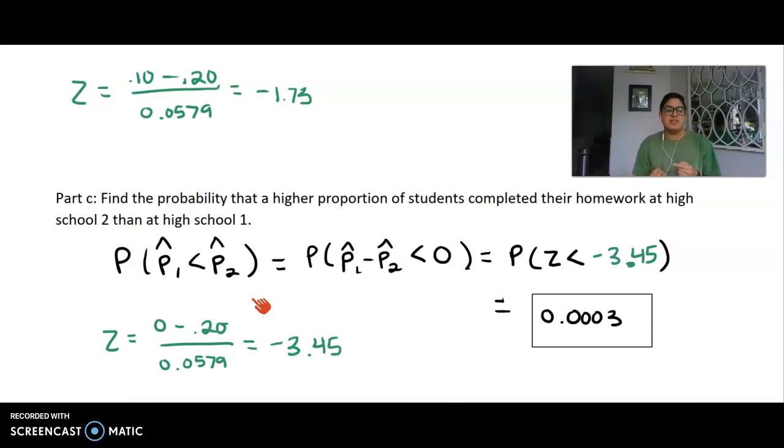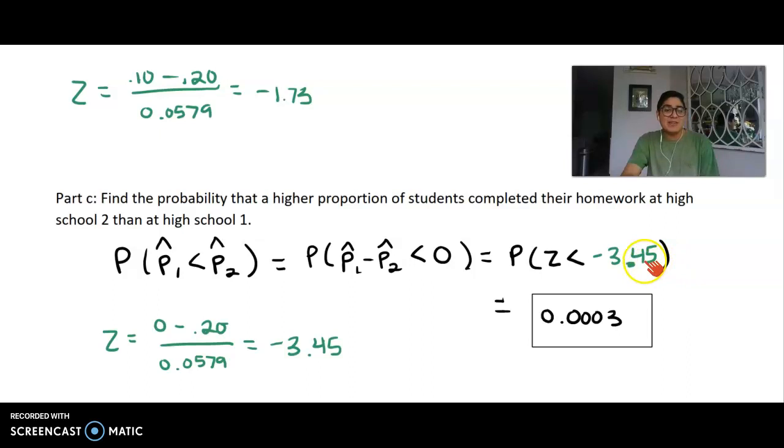So here, we want that p hat 2 is greater than p hat 1. But we've already had our distribution defined for us as p hat 1 minus p hat 2. So I'm just going to rewrite this probability statement here to accommodate for that information. So I want the probability of getting a sample difference between the sample proportions of no more than 0.